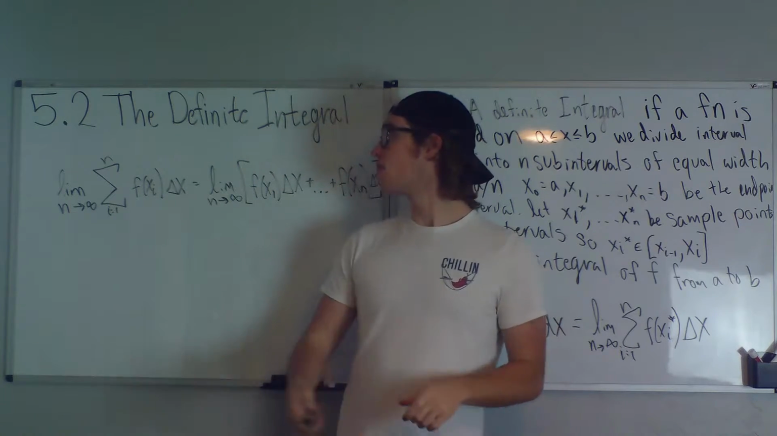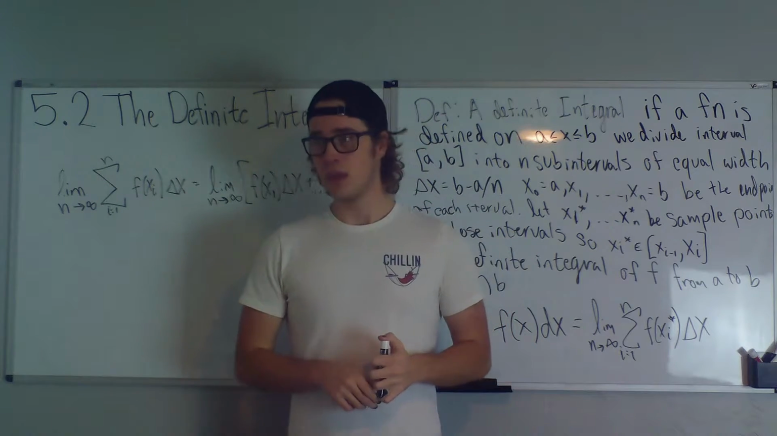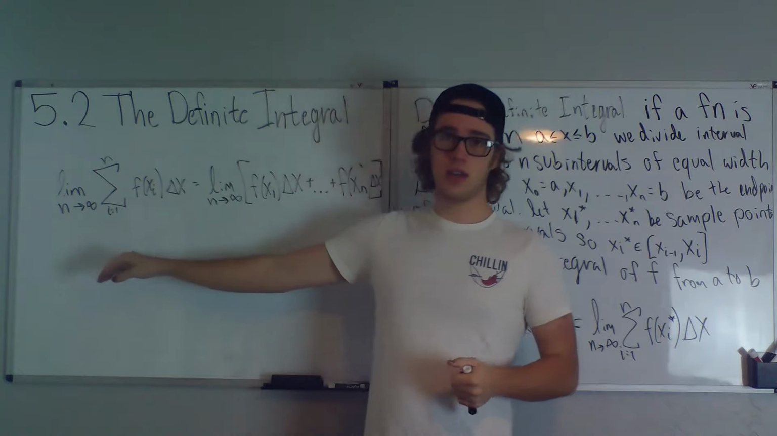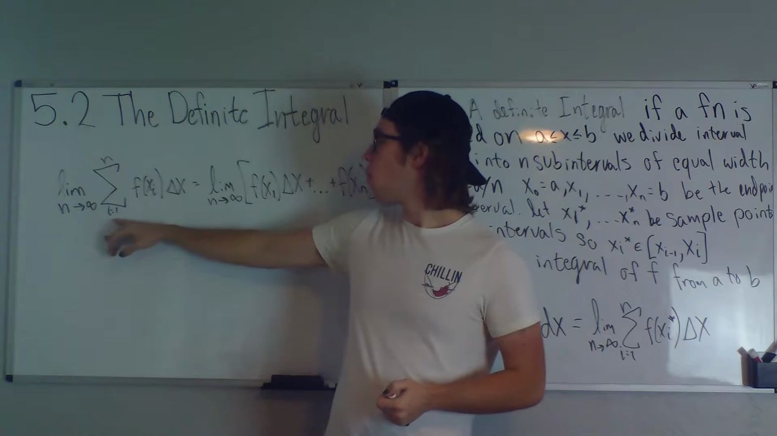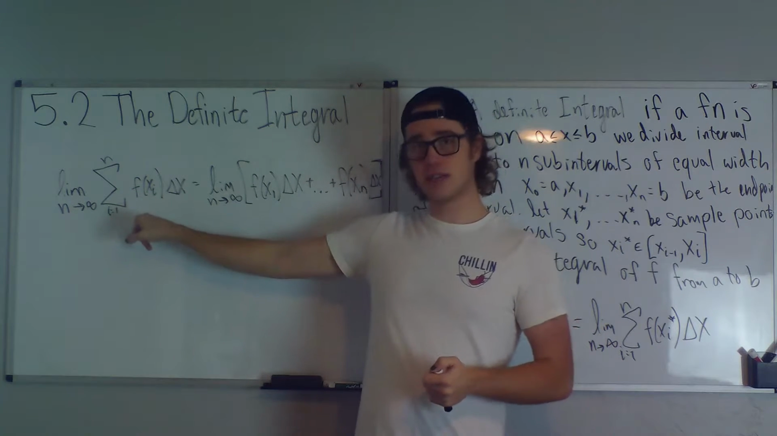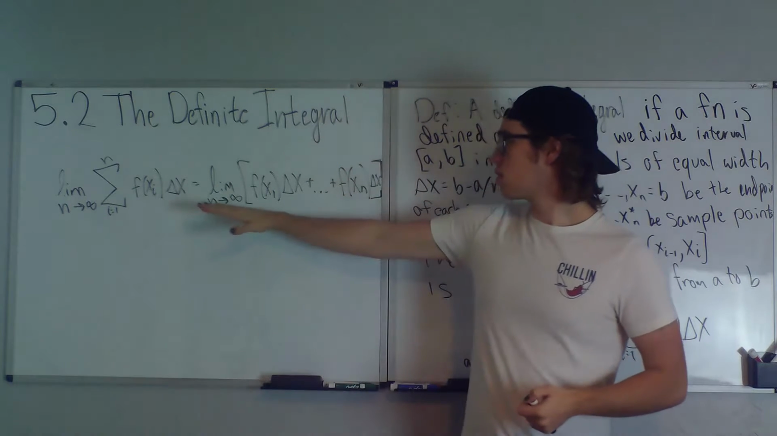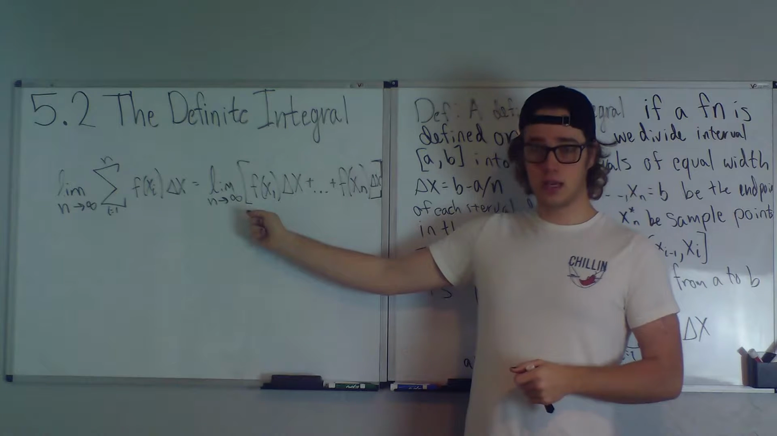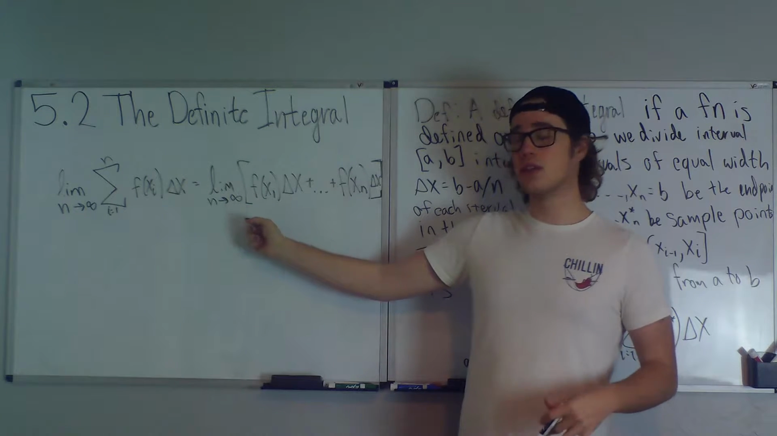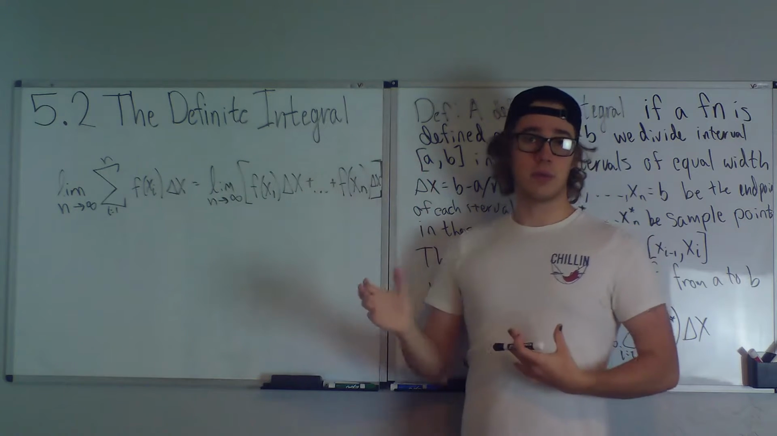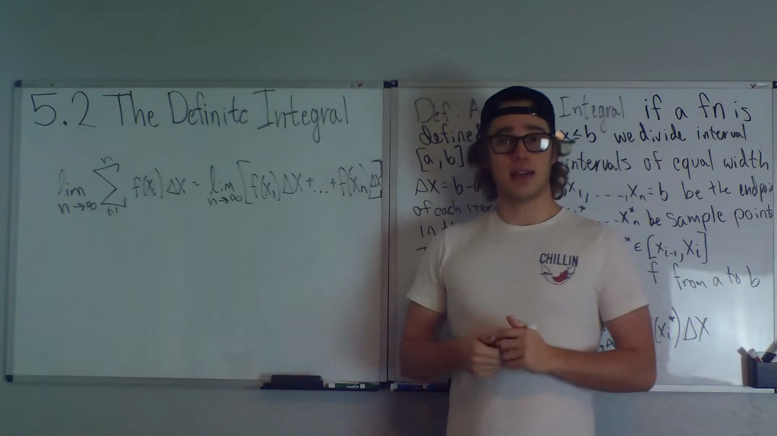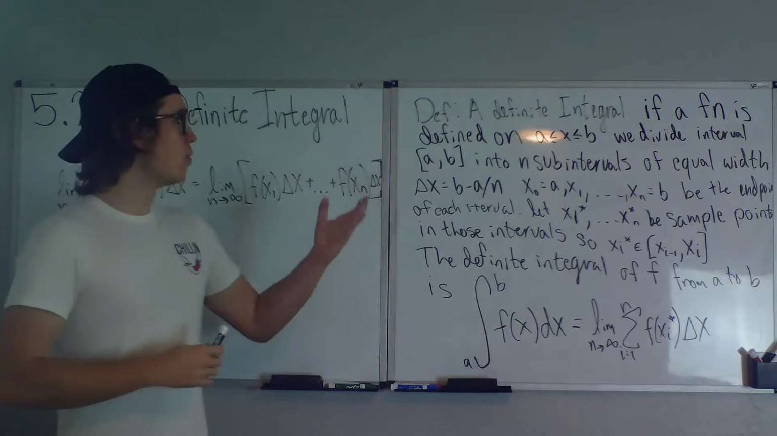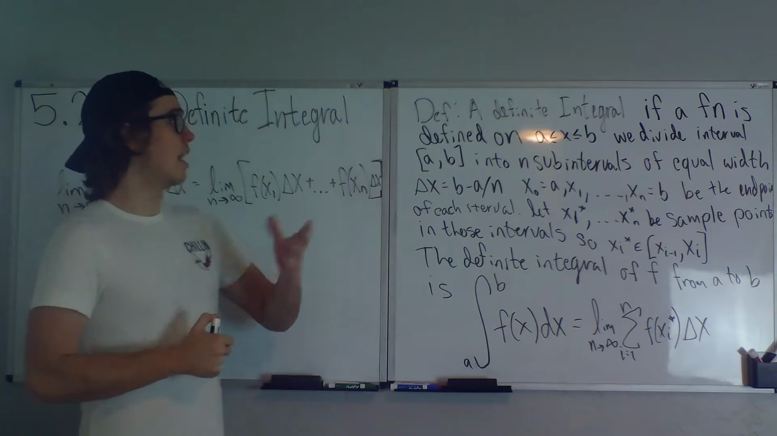Today we're covering section 5.2, the definite integral. From our previous video we found that the limit as n approaches infinity of the sum from 1 to n of f of xi delta x is equal to the limit as n approaches infinity of f of x1 times delta x plus f of x2 times delta x plus, all the way up to plus f of xn times delta x. Okay, cool. But now we get a definition of a definite integral.